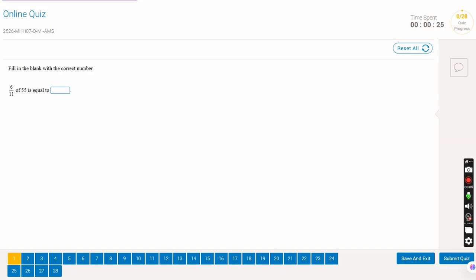So what are we doing for the first question? It's multiplication. So what does that "of" mean? The "of" that you're seeing here means multiplication. So let's write it now. 6 over 11 times 55.